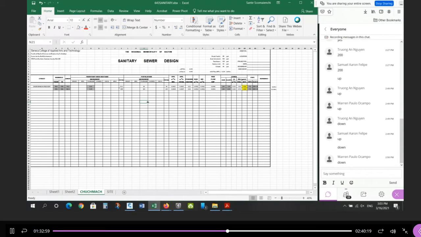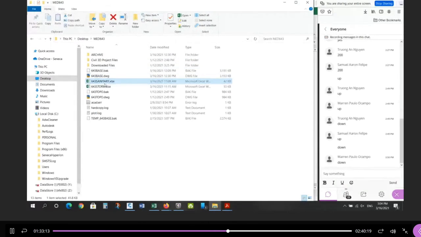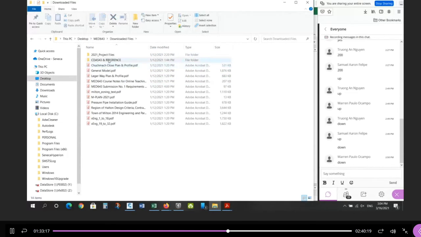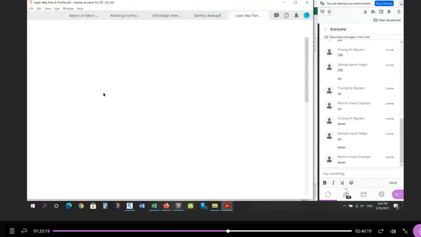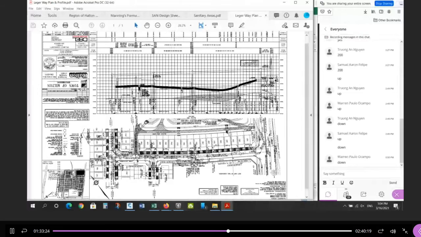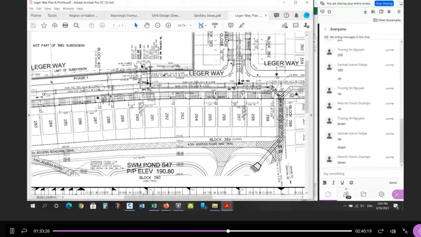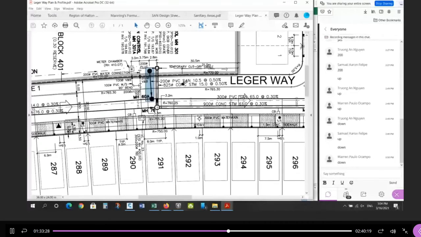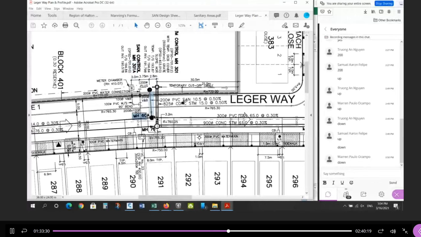So let's look at the sanitary database again. Let's talk about Civil 3D a little bit and the design approach for this particular subdivision. So we are connecting to LedgerWay. Let's look at the LedgerWay profile. So if we go back to LedgerWay plan and profile. So we're connecting to this sanitary sewer right here, right? 301 to 60A. This is the pipe we're connecting to.